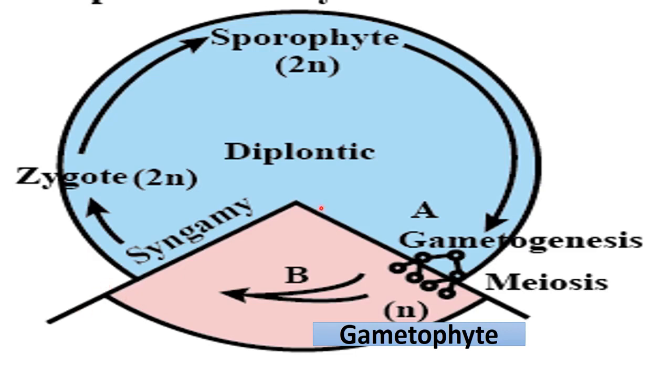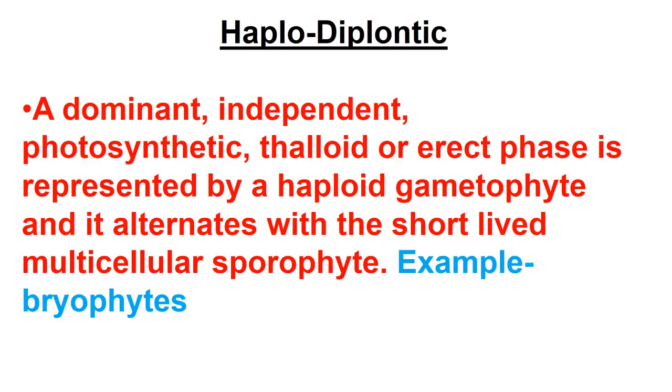So you can see the difference. Because this diploid phase is for the longer time, and it is represented by the multicellular structure, this is the dominant phase. And here this gametophyte, means the haploid phase, is represented only by this portion. That's why this life cycle is diplontic life cycle. Next type of life cycle is haplodiplontic.